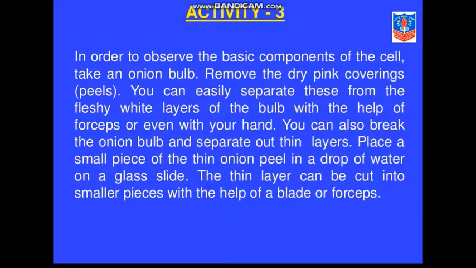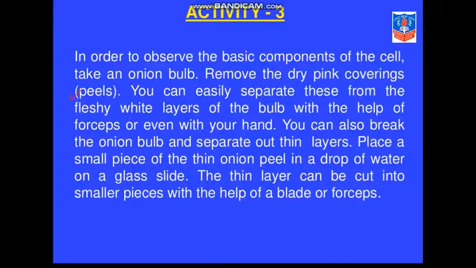You can see one activity is given in your textbook, which is actually activity 3, you can say 8.3. In order to observe the basic components of the cell, take an onion bulb. This is an activity which can be done. Onion bulb means एक onion लेना है. Remove the dry pink coverings, that is peels. Onion के peels हमें remove करने हैं.